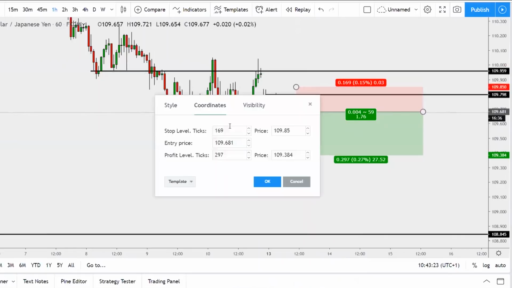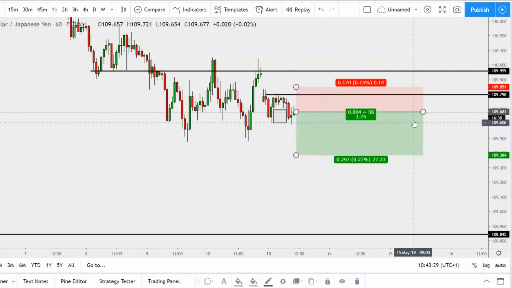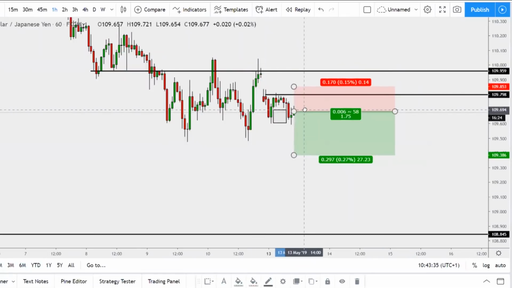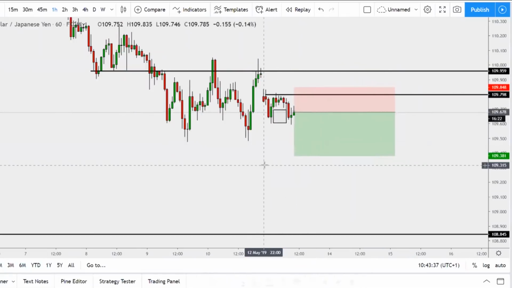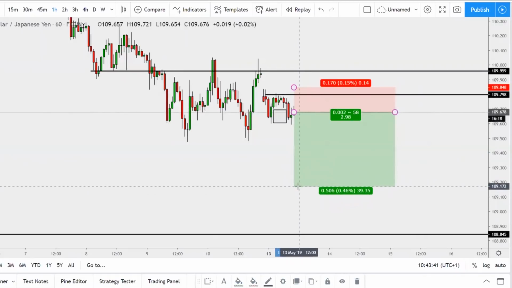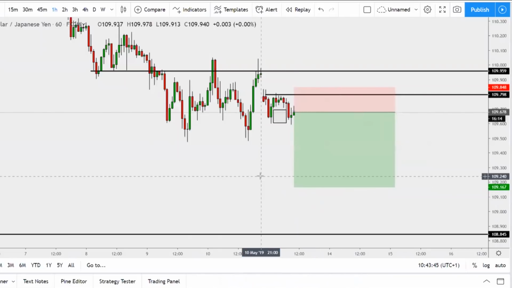16 pips. This looks interesting. Above the previous wick structure here. The price is set now, and then a one-to-free risk reward ratio on this trade. This looks interesting.